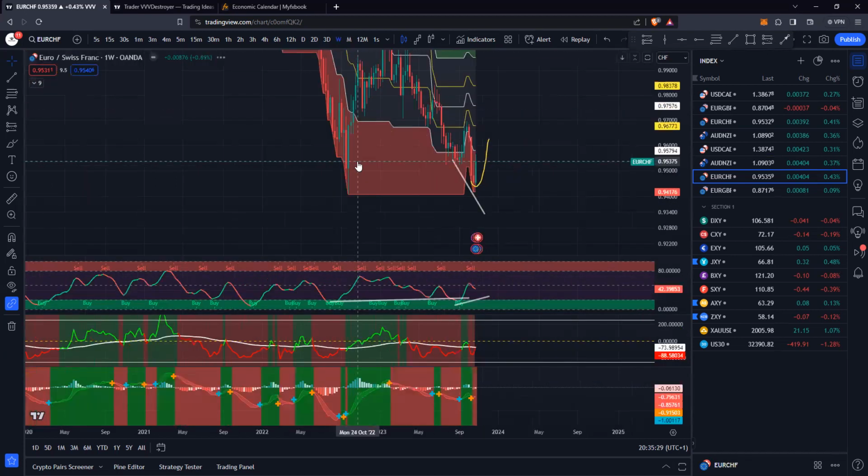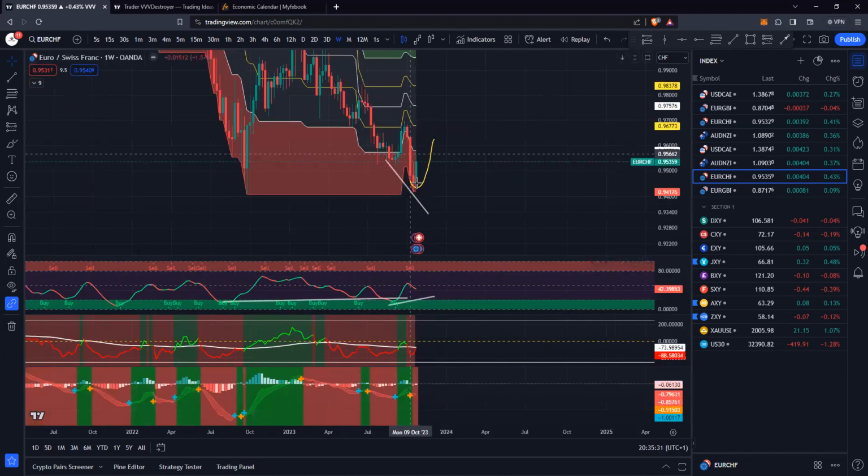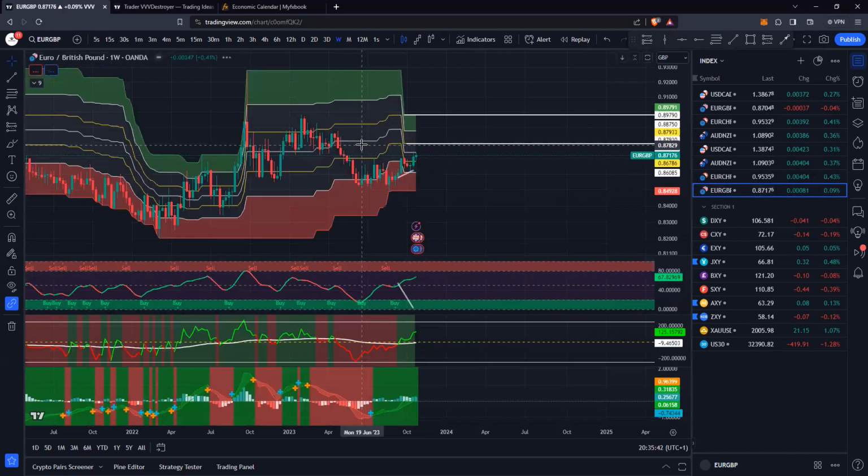For the long-term picture, we need to confirm the divergence first. After that, we're gonna have a confirmation to go to the upside, but we should definitely wait for this move right there.